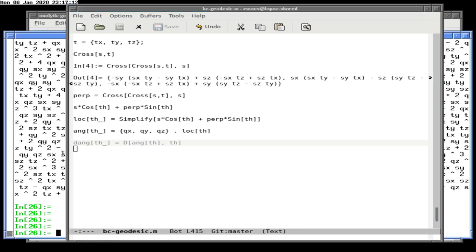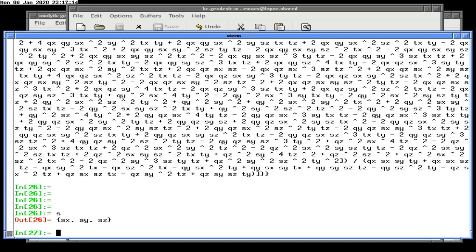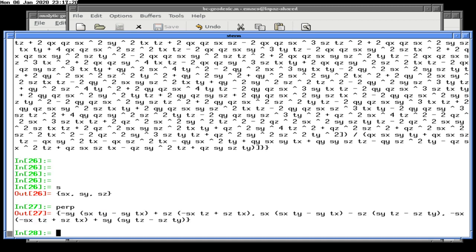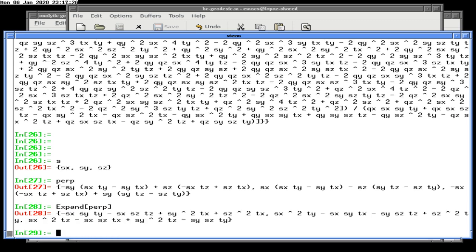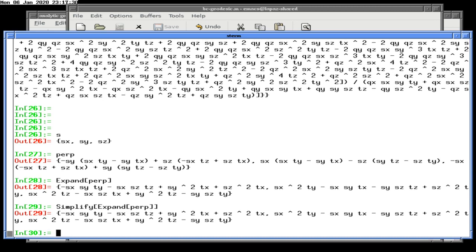Okay, well, let's see. S is simple. Perp is not as simple. Let me see if I can expand it and it looks better or worse. That doesn't really improve it. Yeah. Alright, it's going to be ugly. It's probably a little bit better looking like this. So we have that perpendicular vector, which is good.